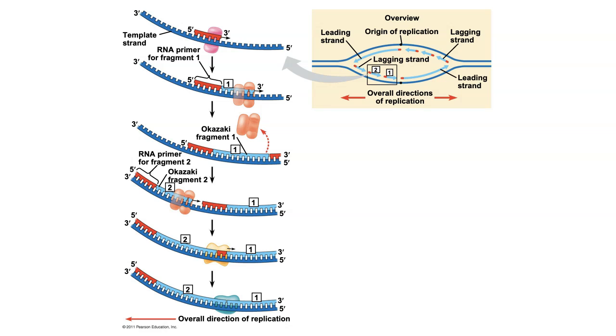Here's another representation of the lagging strands. We are looking down here, right? So here's our origin of replication. Our leading strand is going toward the replication fork, and our lagging strands are going to be going away from this replication fork. Here's our first Okazaki fragment that's being created. The primase puts on the RNA primer. Again, we always build 5' to 3'.